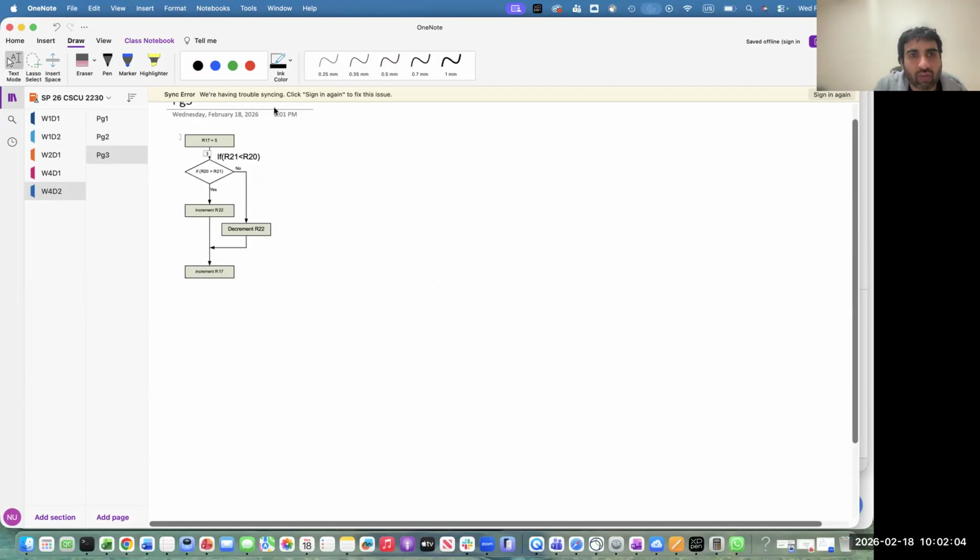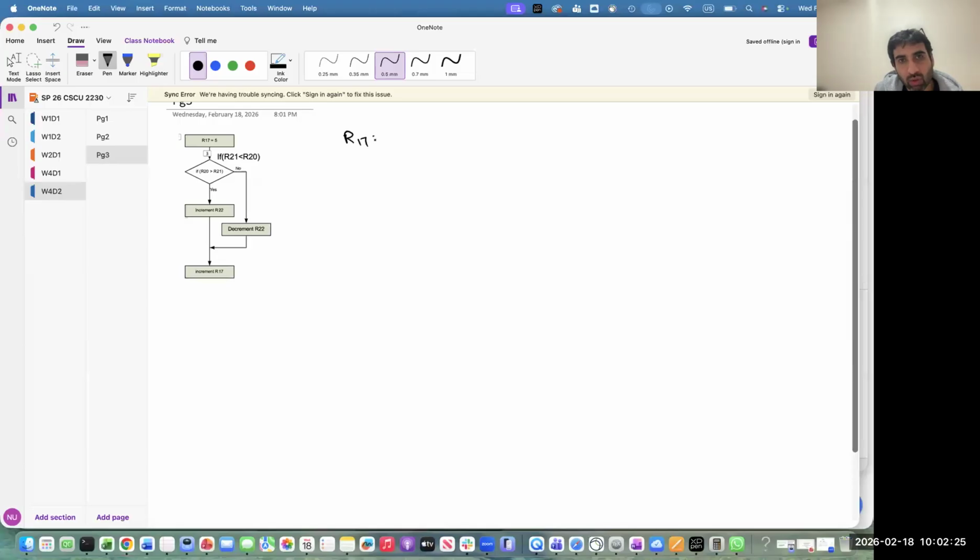So if I read this condition as R21 is less than R20, it is the same as saying if R20 is greater than R21, it means R21 is less than R20, right? So I'm reading it as if R21 is less than R20. I am rewriting R17 is equal to 5, and then I am writing the reverse of this condition, which is if R21 is greater than or equal to R20, right? So I'm just putting it in a diamond, a weird diamond.